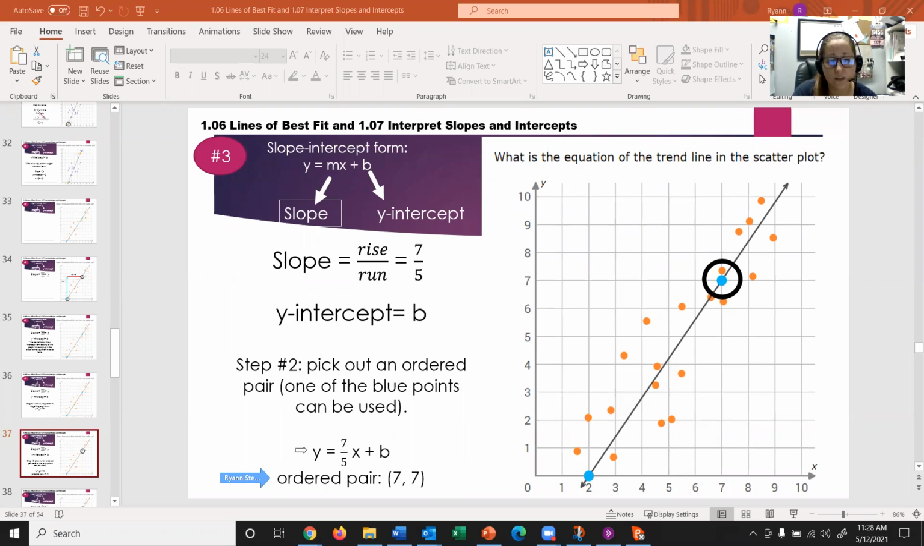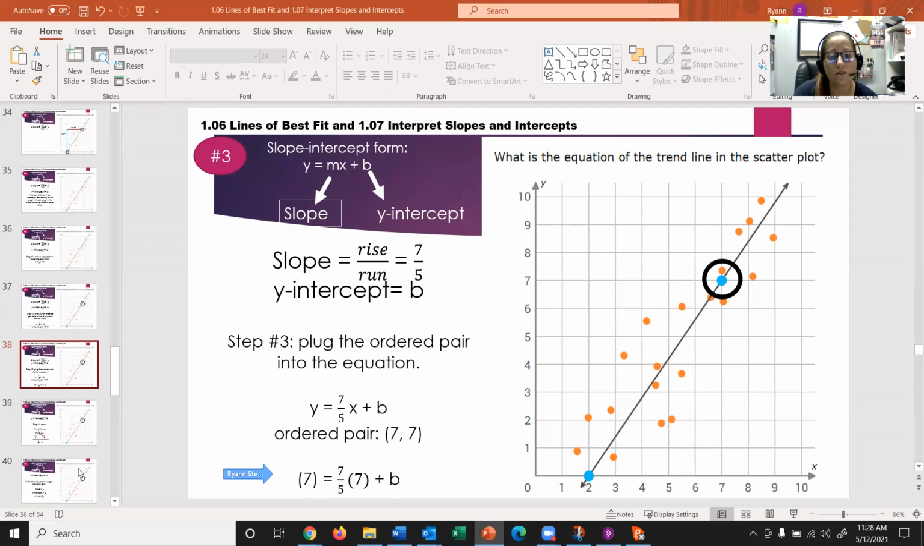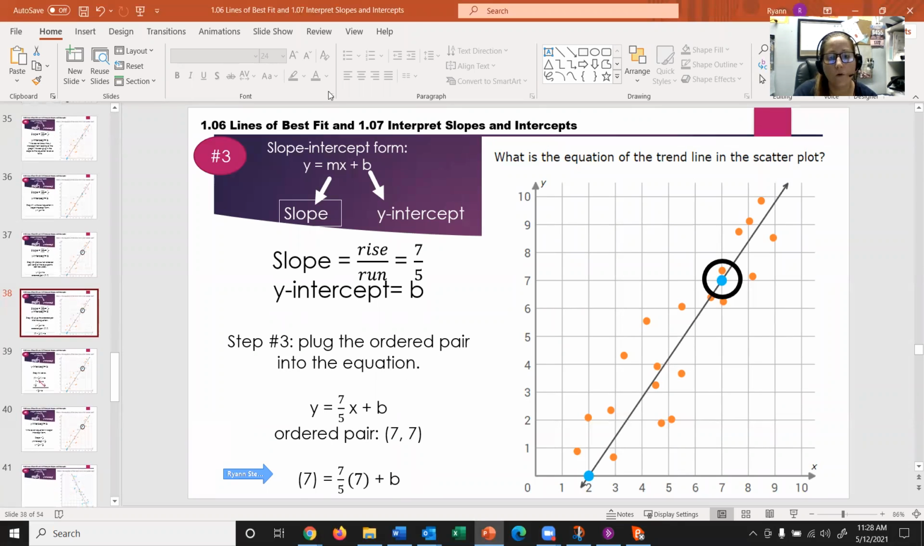So I have my equation written out, I have my ordered pair picked out, and now I need to plug it in and solve. So step number 3, we're going to plug the ordered pair into the equation that we've written. We're going to say that this is our x and this is our y. So we're going to go through the equation, and where we see y, we will plug in a 7. And then where we see x, we will also plug in a 7. So we get this equation down here of 7 equals 7/5 times 7 plus b.